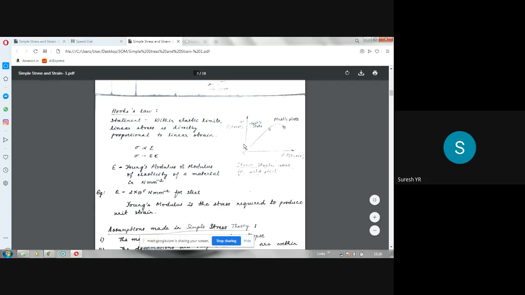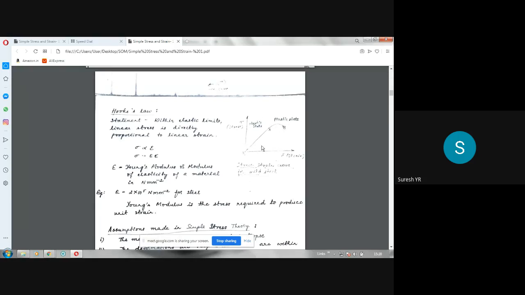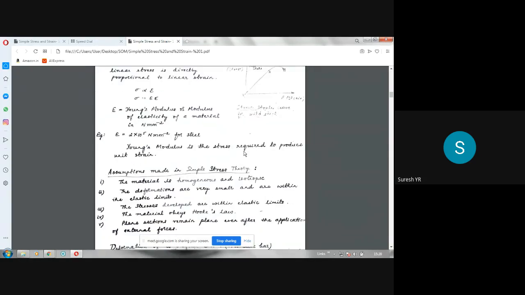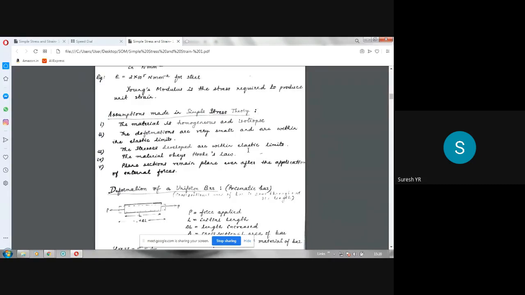So actually you are going to conduct an experiment on a mild steel specimen in your material testing lab. There, in the tension test, a tensile load is applied on the mild steel specimen, and we are going to calculate the stresses and strain. The stress will be calculated, strain is measured using a strain gauge, and that graph is drawn, and the elasticity is found out. Young's modulus of elasticity is found out by taking the slope of this line in the elastic range. And we discussed the assumptions made in the simple stress theory.